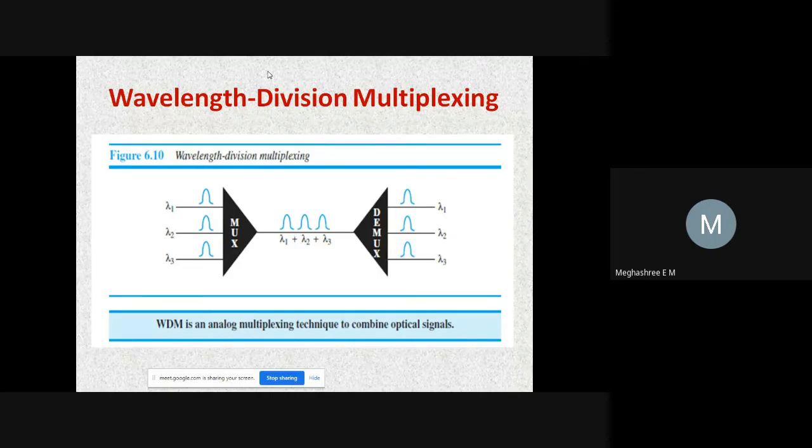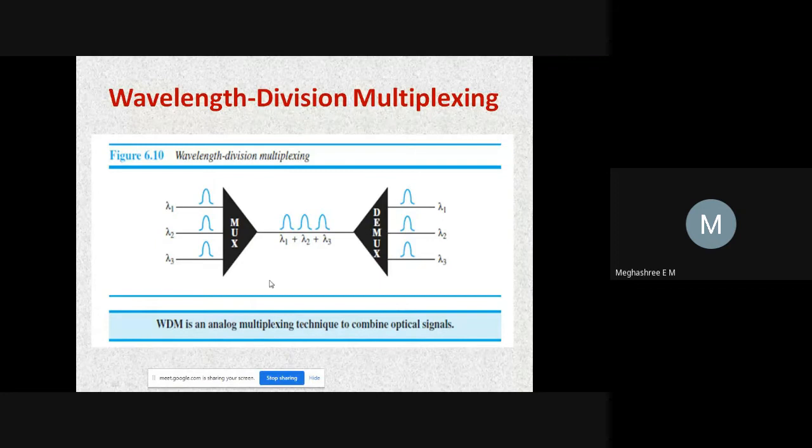Okay, next topic is wavelength division multiplexing. As we already discussed in the last slide, again it works for analog signals, right? So wavelength division multiplexing is an analog multiplexing technique to combine optical signals. Okay, you have to remember this. And this WDM is designed to use the high data rate capability of the optic fiber cable.